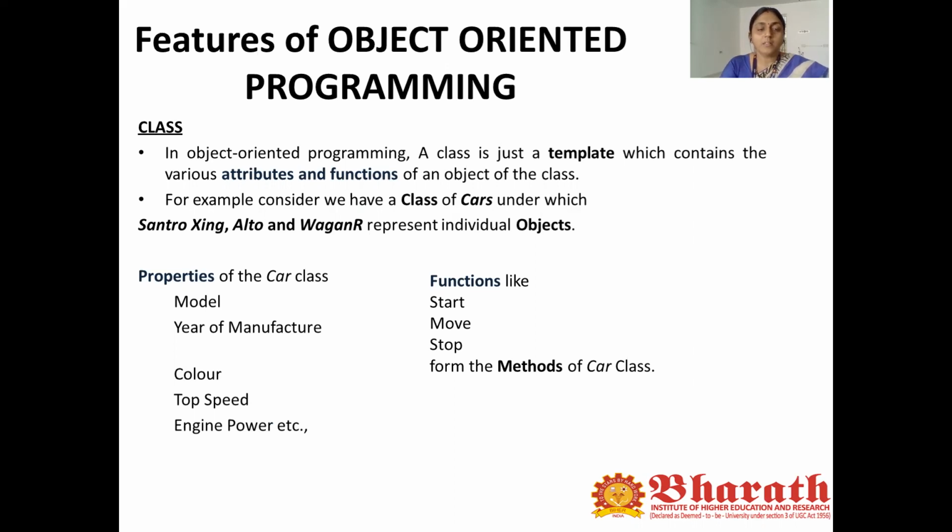Now we can design the properties of the car class in common, which will be applicable to all the individual objects. Here are the properties like model, year of manufacture, color, top speed, engine power, etc. And we can also design the functions like start, move, stop, which form the methods of the car class.